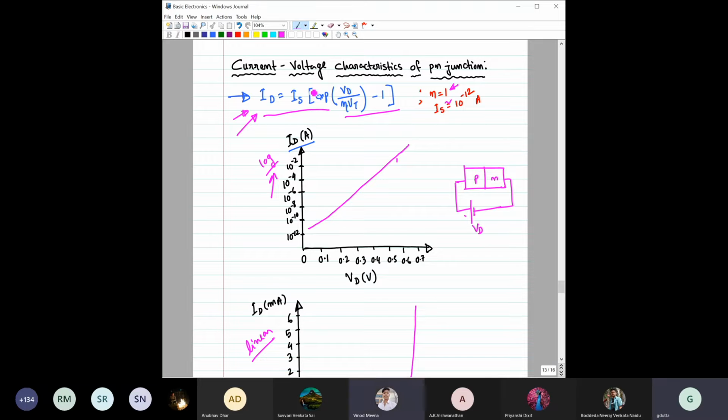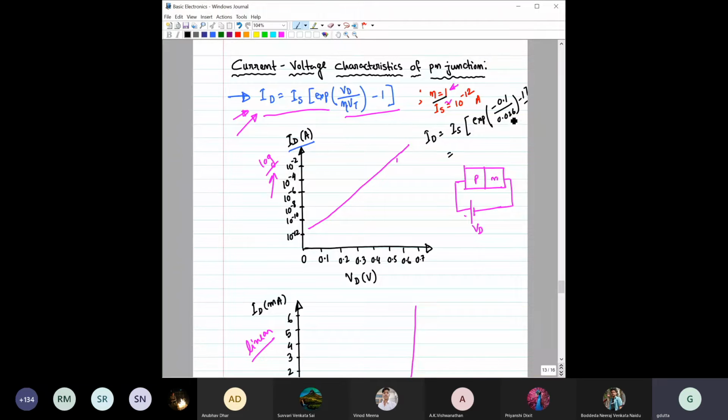It does not mean that in reverse bias this IS will change. You will understand, just give me a minute. See, what is the beauty of this equation? At reverse bias, say this eta value is equal to 1, then there is no eta. Then what is this equation saying? It's saying IS into exponential of VD, now a reverse bias value, say 0.1, and this 0.026, minus 1.